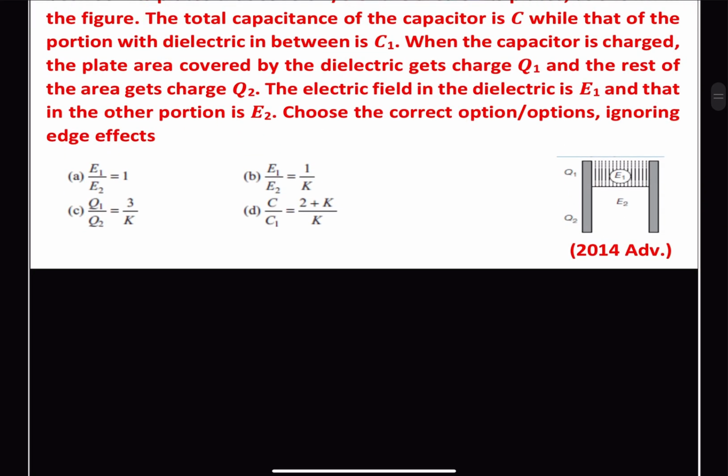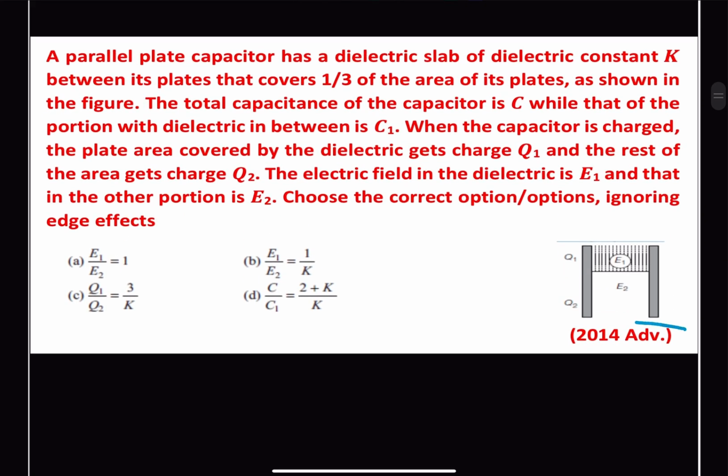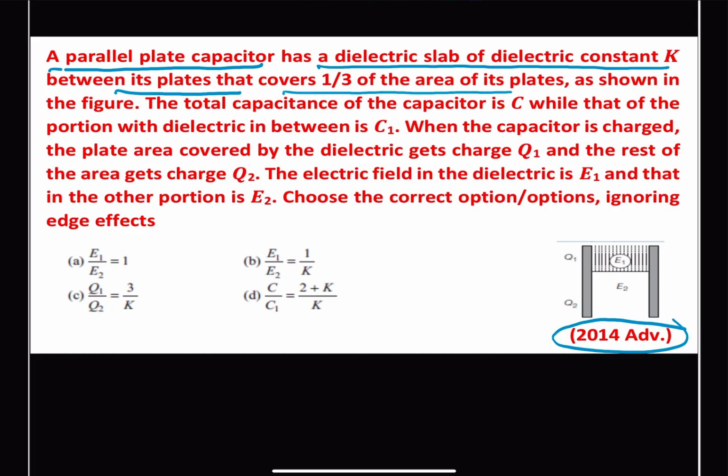Next question. It was asked in the year 2014 Advanced, and it states that a parallel plate capacitor has a dielectric slab of dielectric constant K between its plates that covers 1/3 of the area of the plates as shown in the figure.